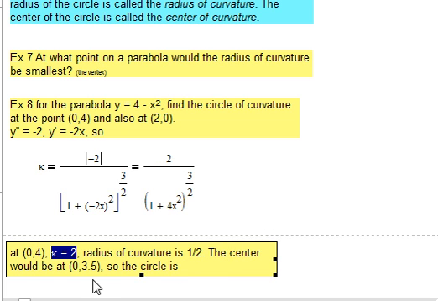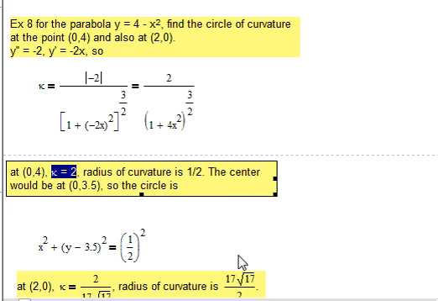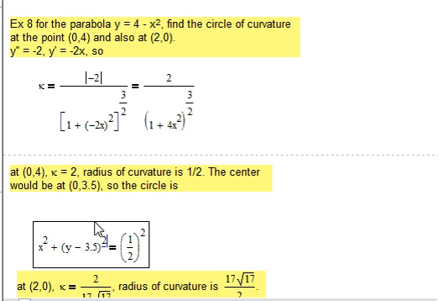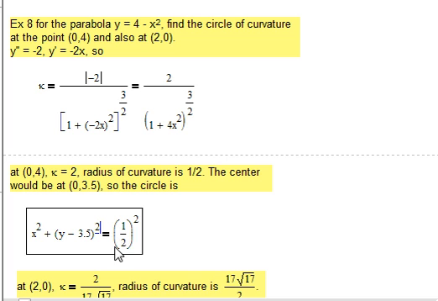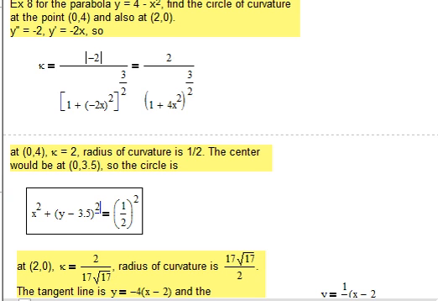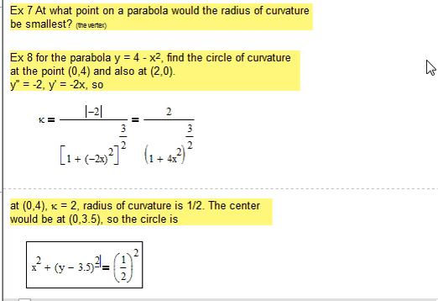The center would be at the point (0, 3.5). Do you see why that is? Since the radius is 1/2, it's just a little bit below the vertex. And so the circle is x squared plus (y minus 3.5) squared equals (1/2) squared. That would be the circle that is closest to our parabola at that point.